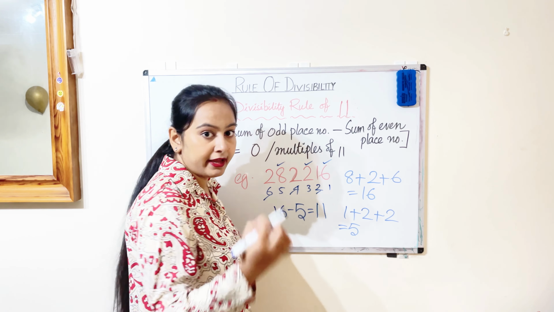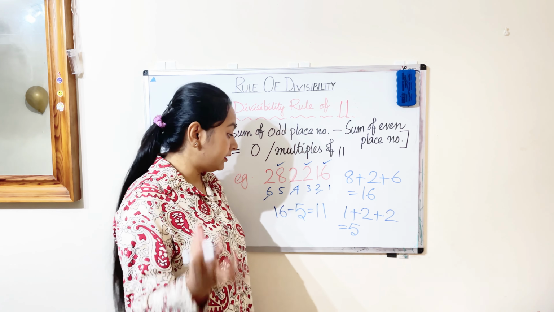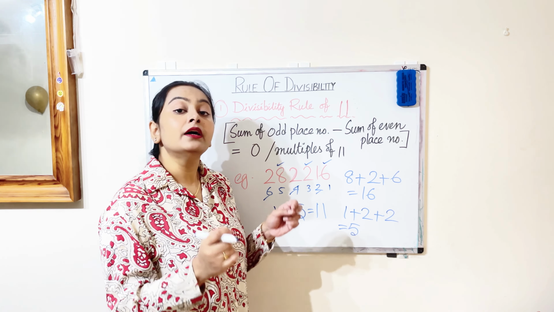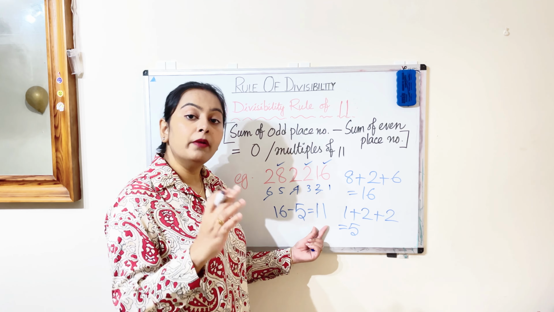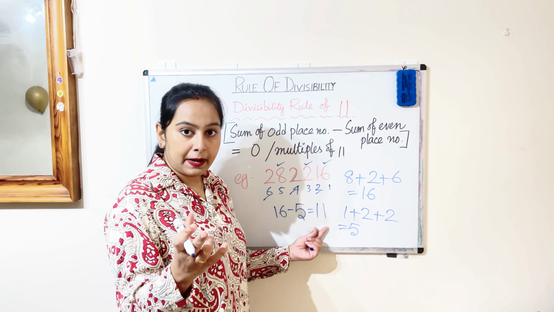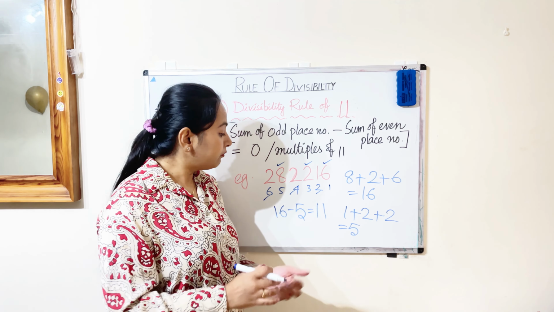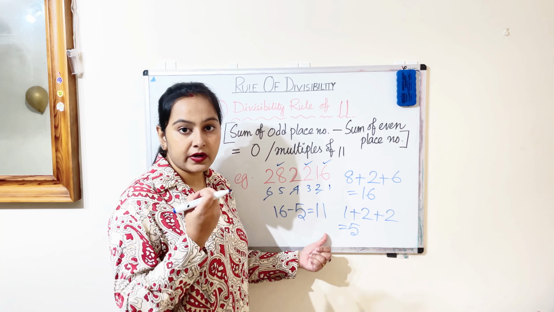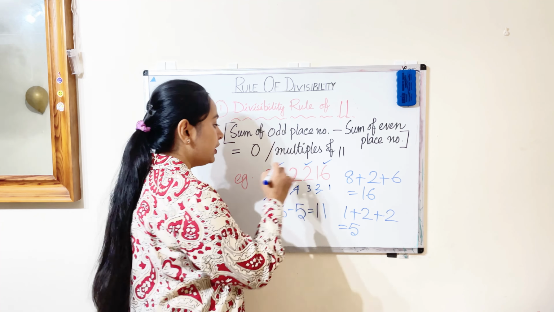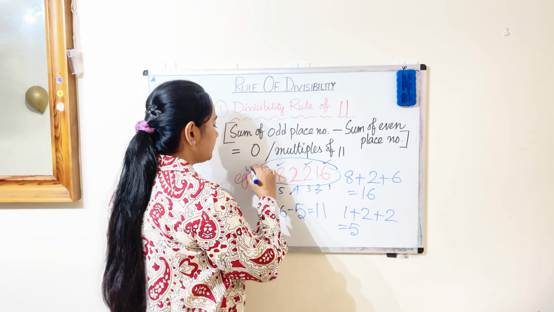What are we getting from there? 11. I have already told you that if the result is 0 or a multiple of 11, then that number is divisible by 11, right? So this number is also divisible by 11. Why? Because we are getting 11 as our result, which is a multiple of 11.